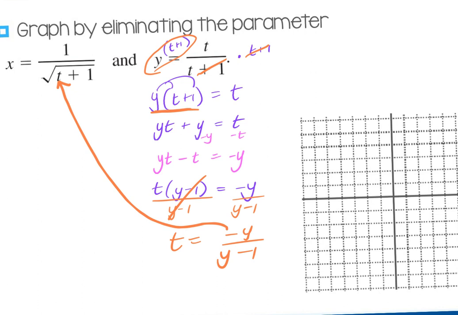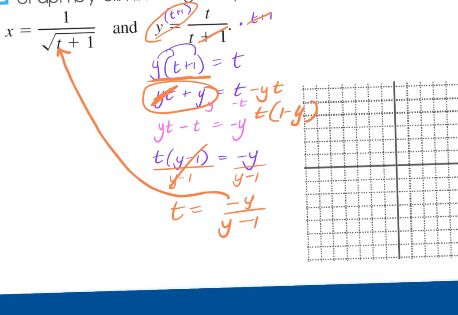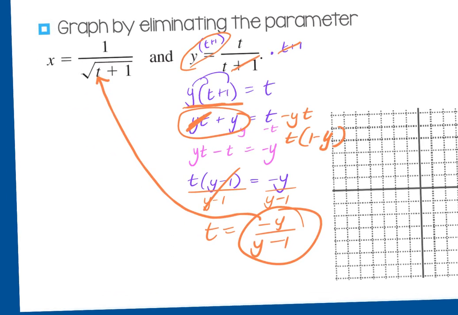Why don't you just like subtract the yt so it stays positive? After here. Yeah. You can do that. And then it's that. And then you would still take the t out and it'd be 1 minus y. And then you'd still divide. So that would just be a switch of your signs, but it's still the same. Yeah, that works too.